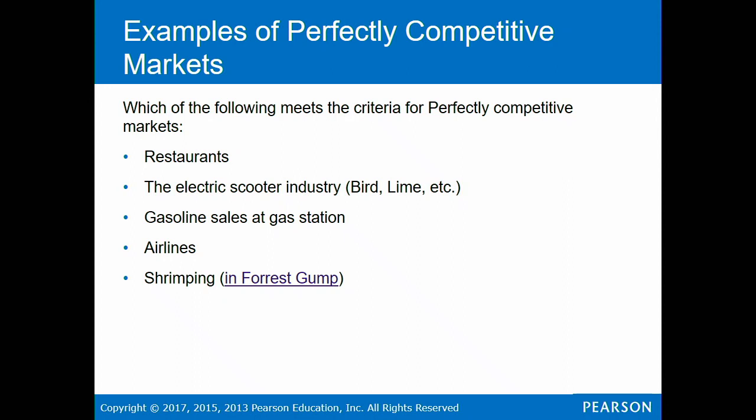So how about this industry? Are there many buyers and sellers? No, there's only a couple firms. How about the products? Are the products identical? Yeah, I'm talking about the ones you rent and pick up on the street. That's pretty much the same. The price is there. I've actually only ever ridden the Bird, so I don't know if there's any difference between the brands.